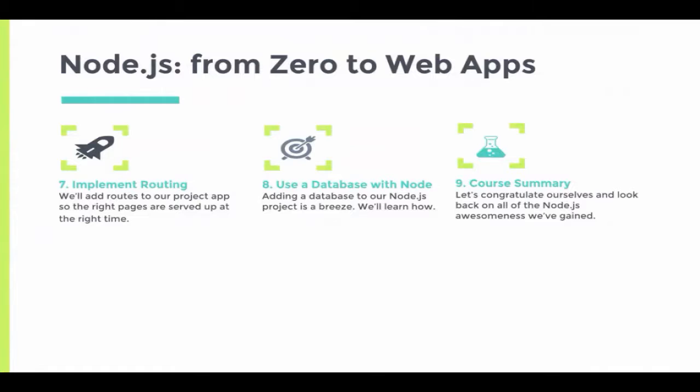In the seventh section, we'll implement routing. We'll look at routing in a deeper sense, and we'll see how routing can work for us with multiple pages and to keep serving the right pages at the right time. Section 8 is use a database with Node. It's actually MongoDB. We will add MongoDB to our project and integrate it. We'll replace some of our hard-coded data that we will have been working with and put it into MongoDB, pull it out, and put it into our web pages. It'll be great. And our ninth section is the course summary, where we will pat ourselves on the back for a job well done, as we are now Node ready.